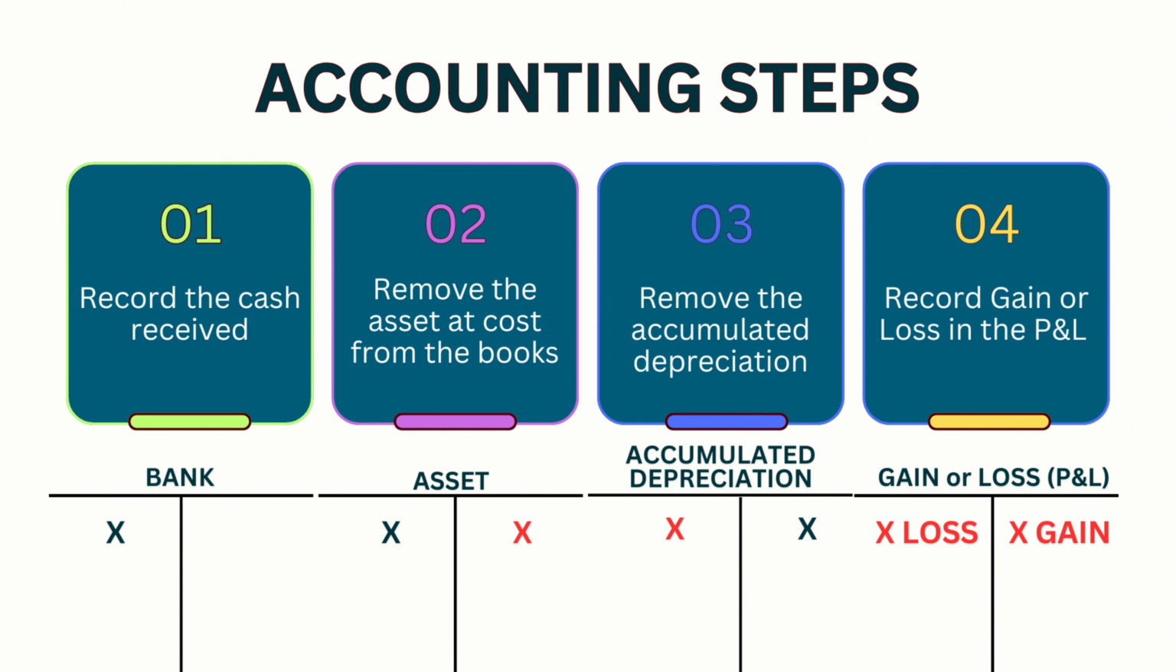Step 4 is where we recognize whether the business has made a gain or a loss. To decide this, we compare the sale proceeds with the net book value. If the sale proceeds are greater than the net book value, the business makes a gain, and we credit profit or loss. If the sale proceeds are less than the net book value, the business makes a loss, and we debit the profit or loss account. So the gain or loss is always recorded in the profit and loss account, never in the asset account.